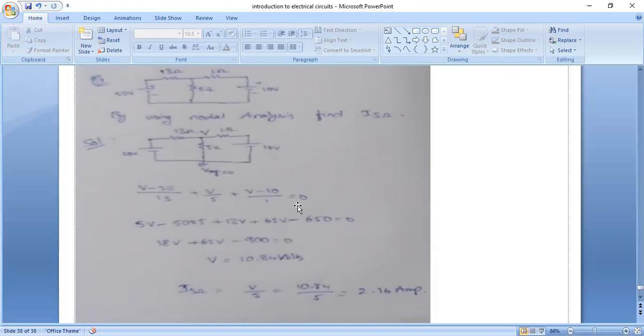equals 0. From this equation, 5V minus 10 into 5 plus 13V plus 65V minus 650 equals 0. So 18V plus 65V minus 900 equals 0. So V is equal to 10.84 volts. The question is asking to find the current across the 5 ohm resistor. At this node, (V minus 0) by 5 equals the current across the 5 ohm resistor. So I across the 5 ohm is equal to V by 5, that is 10.84 by 5, which equals 2.16.